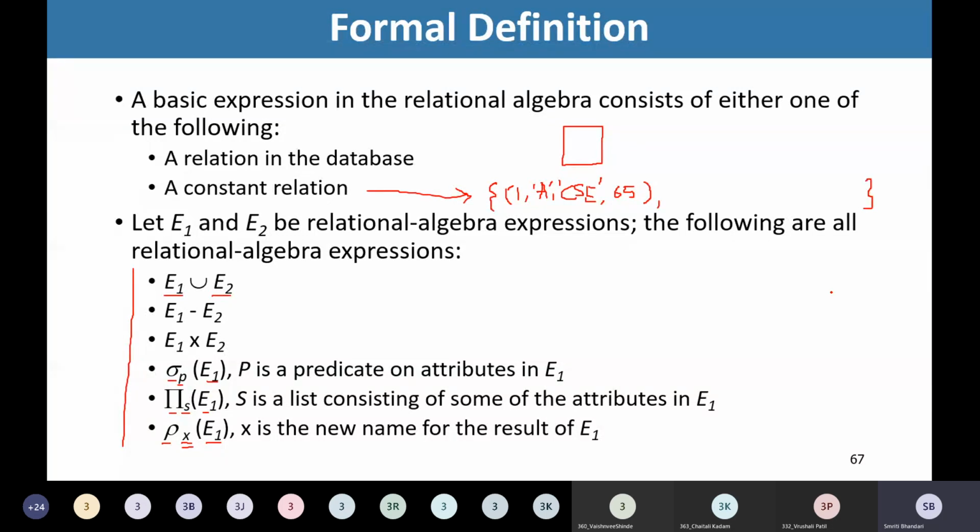Next time we are going to deal with a few additional relational algebra operations other than these basic operations. The basic operations are 6 operations. What are those? Select, project, union, set difference, Cartesian product, and rename. These are the 6 basic relational algebra operations. We have a few more additional operations that we are going to discuss in the next session.